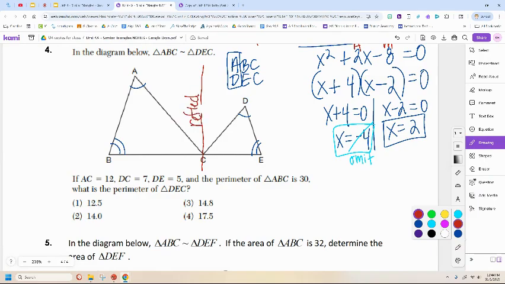Reflection. Now, why do I bring all this up? So let's look at what it tells us now. If AC is 12 and DC is 7 and DE is 5 and the perimeter of ABC is 30, we'll just put this inside. Perimeter equals 30. What is the perimeter of DEC?